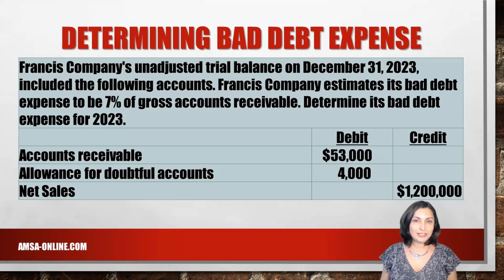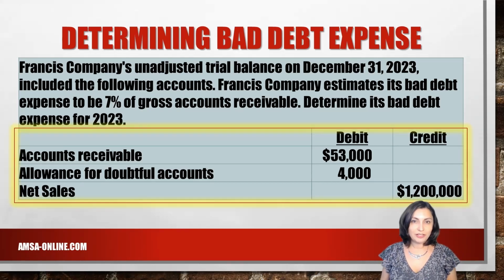Now let's get to our example. Francis Company's unadjusted trial balance on December 31st, 2023 included the following accounts. Francis Company estimates its bad debt expense to be 7% of gross accounts receivable. Determine its bad debt expense for 2023.